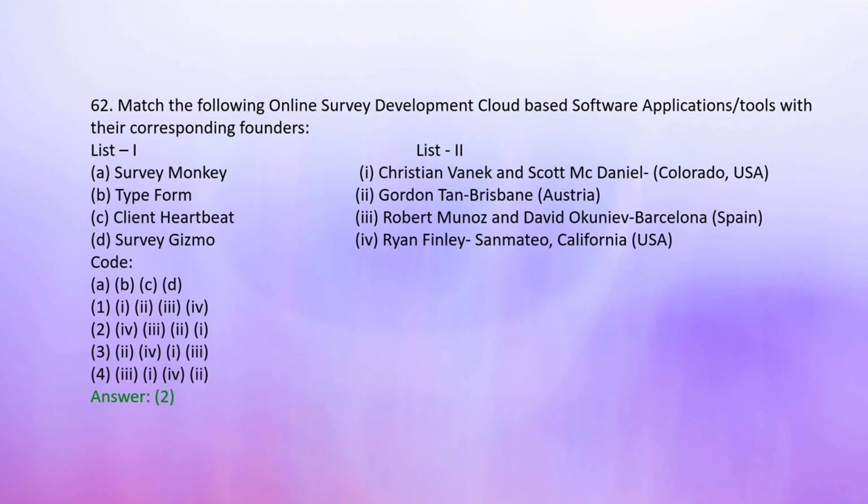And correct answer is 2, means SurveyMonkey goes on Ryan Finally, San Mateo, California, USA. Typhon goes on Robert Munoz and David Onconiv, Barcelona, Spain. And Client Heartbeat goes on Jordan Tan, Brisbane, Australia. And Survey Gizmo goes on Christian Venick and Scott McDaniel, Colorado, USA.